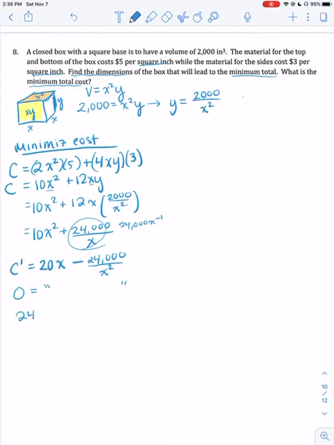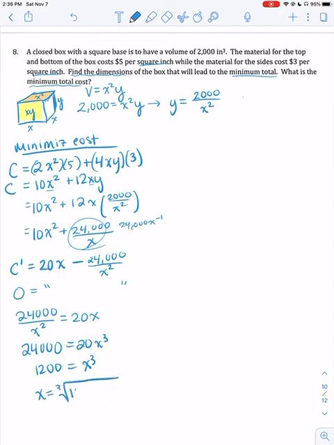And then we get 24,000 over x squared equals 20x. We get 24,000 equals 20x cubed. Divide both sides by 20. We get 1,200 equals x cubed. And so we're getting x is the cube root of 1,200. Okay, so I know my x value now. This is the exact value, and then you can find the approximate using a calculator.